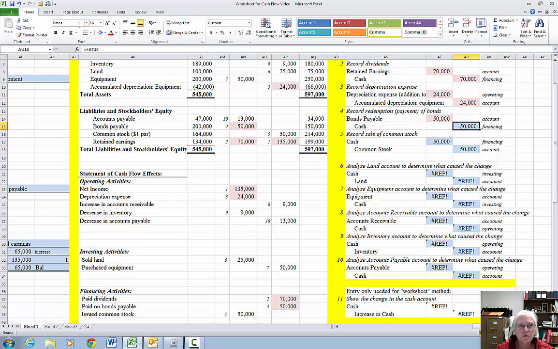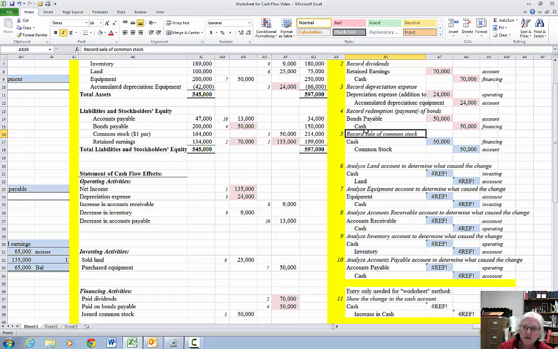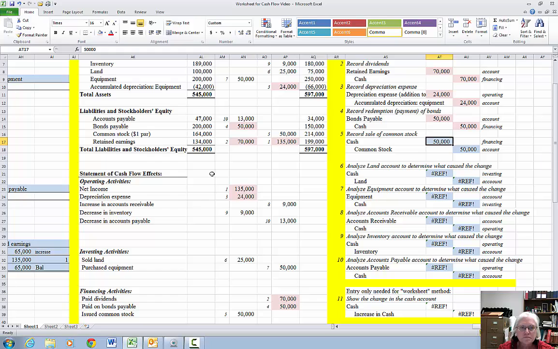Whoops, and I didn't get that one pink. Okay, when we record the sale of common stock, we're going to debit cash for 50. And that goes in financing because stock is one way we finance our company. Right there. And I'm going to credit the common stock account up here for 50.